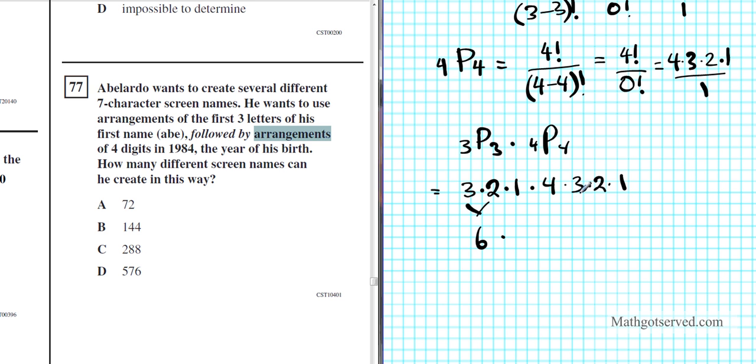4 times 3 is 12. 12 times 2 is 24. 6 times 24 is 144. Okay? So your answer is option B. So there you have it. So remember, anytime you're dealing with arrangements, it is permutation. Okay? All right. Now let's go ahead and take a look at the next question, question 78.